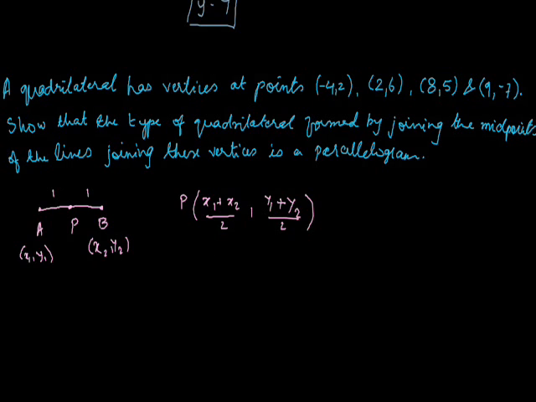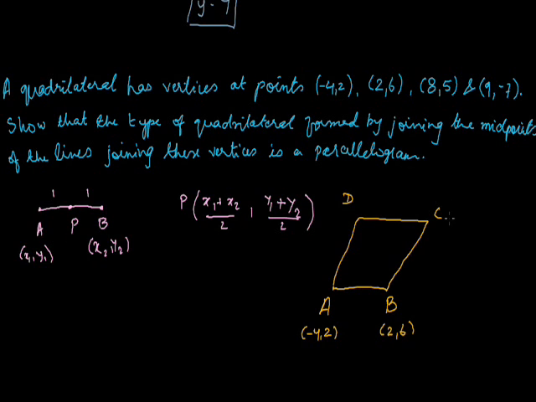Now, let me first make a quadrilateral pertaining to these points. I'll name these vertices of this quadrilateral as A, B, C and D. Now as per our data, let me put my vertex A with coordinates as -4 and 2, my vertex B with coordinates as 2 and 6, vertex C with coordinates as 8 and 5, and vertex D with coordinates as 9 and -7.